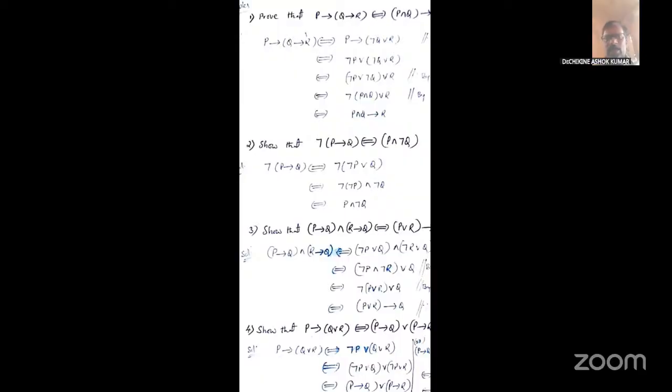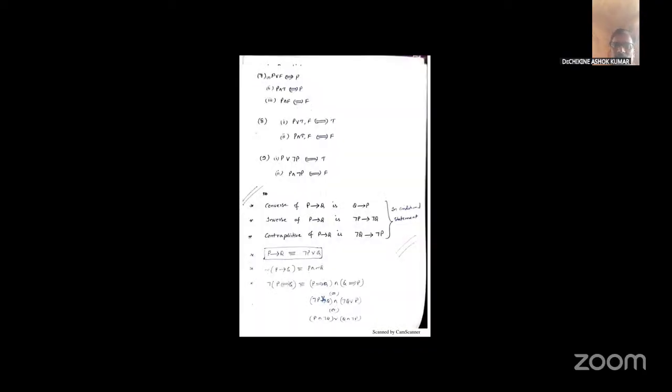Second example: show that negation of (P implies Q) is equivalent to P intersection negation of Q. So what do we have to prove? Negation of (P implies Q) is equivalent to P intersection negation of Q. Let me take the LHS part first, negation of (P implies Q). Actually, what is the P implies Q formula? P implies Q is negation of P union Q. I explained these formulas in the previous class.